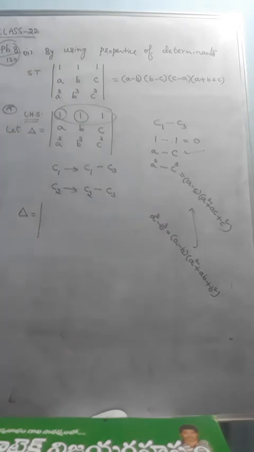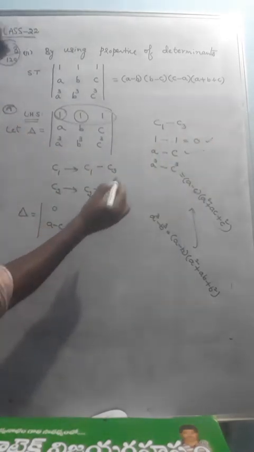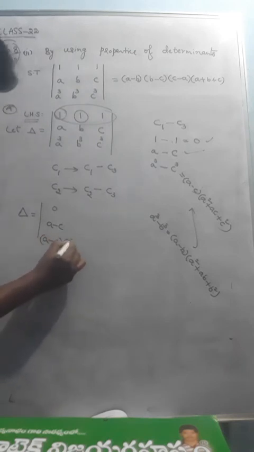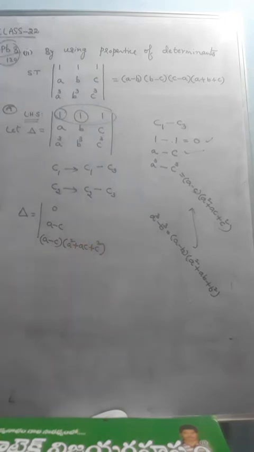Okay. So what are the values? In the C1 place you should write 0. Next, A minus C, A minus C into A square plus AC plus C square. Okay. Next.